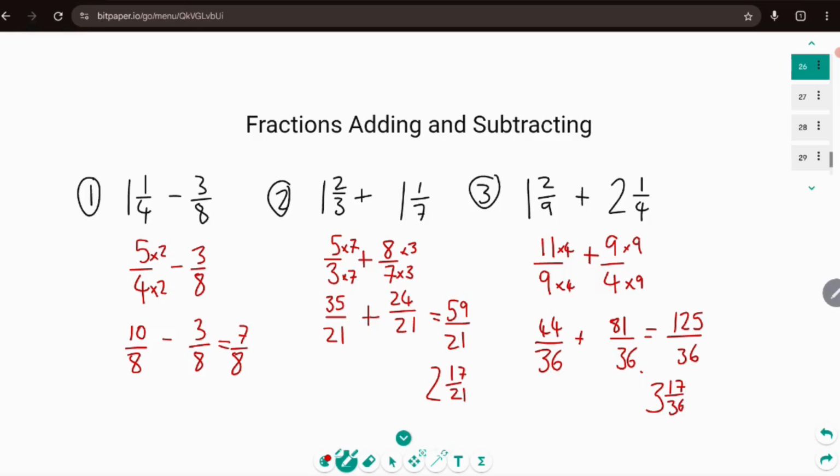Okay, so maybe have a watch of the fractions multiplying and dividing next.